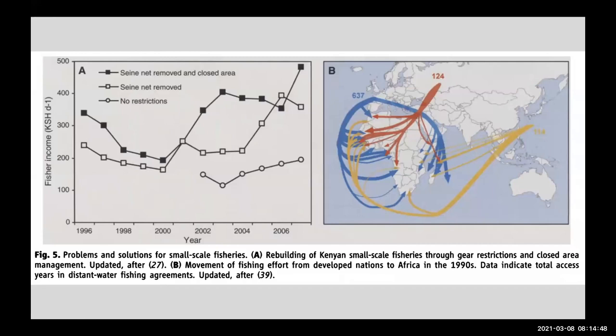Then here's an interesting map from the same paper talking about small-scale fisheries and how they can be rebuilt or destroyed depending on how fishery activity happens. You can also see developed nations going to the waters off Africa to do their fishing. That's one of those big, large-scale political questions out of having data available.